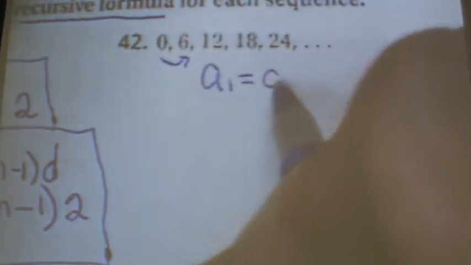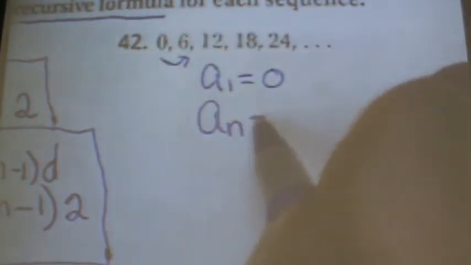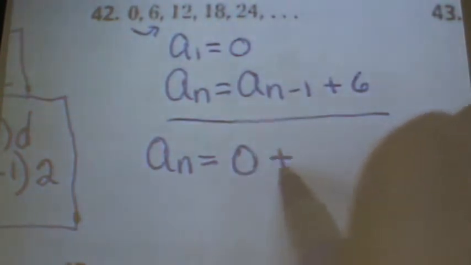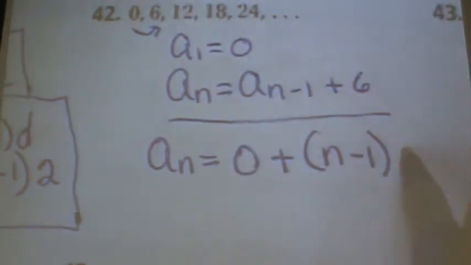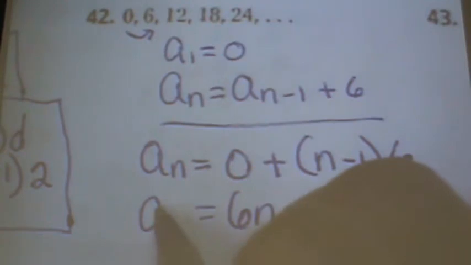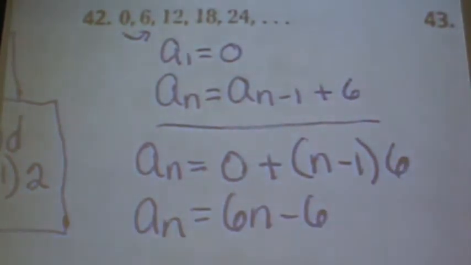Let's do recursive first. You state the first term, which is 0. And to find any term, you take the previous term and you add what's your common difference? 6. That's the recursive. Explicit, you state the first term, which is 0. And then it's n minus 1 times d, which is 6. Now, if you simplify this, it'd be 6n minus 6.